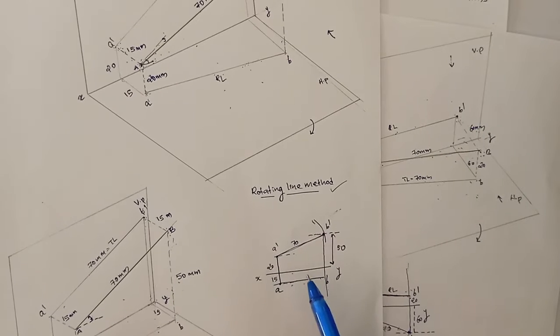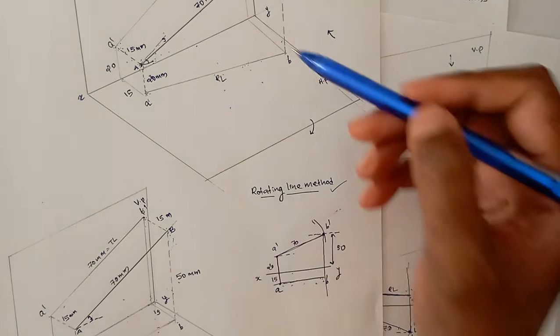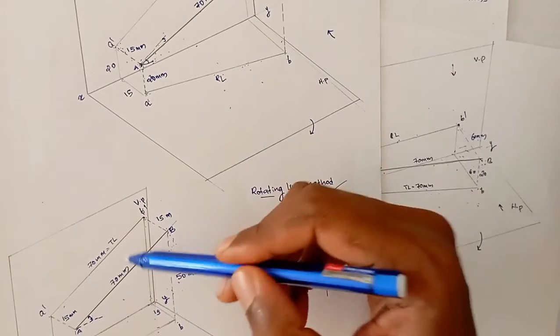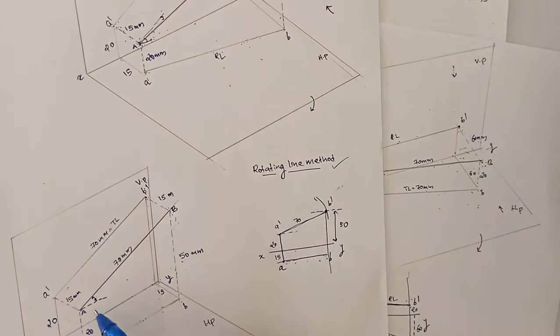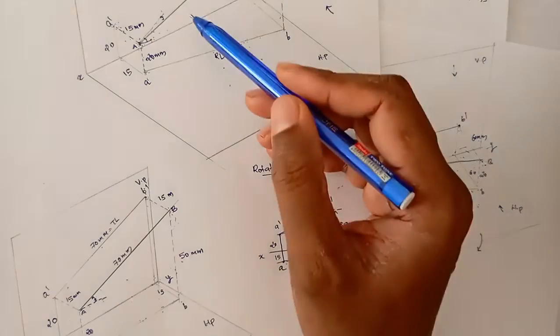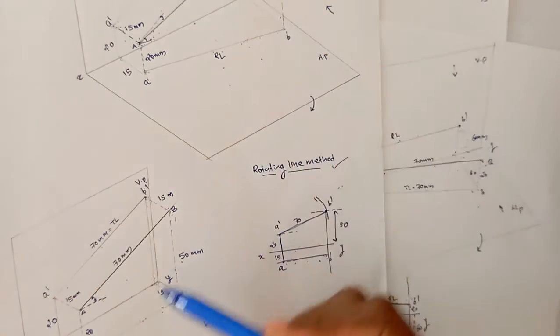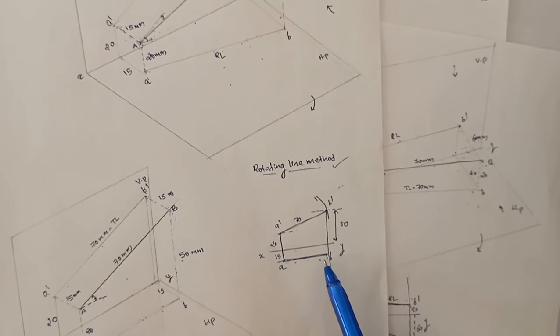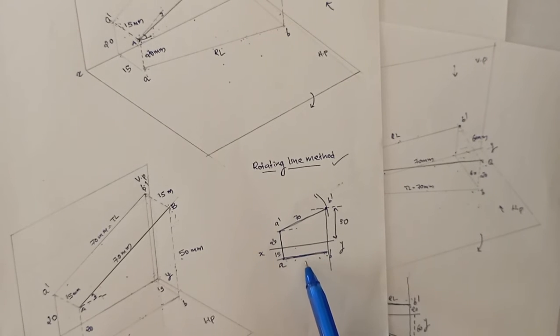So comparing with the first figure, what about this top view? The length of the top view is similar to that of the original problem. Why is that? Because in this problem we are not changing the angle with HP. We make the line parallel to VP, but we are not changing the angle with HP. So that reduced length will be the same. So we got the length of our original top view, the original top view reduced length.